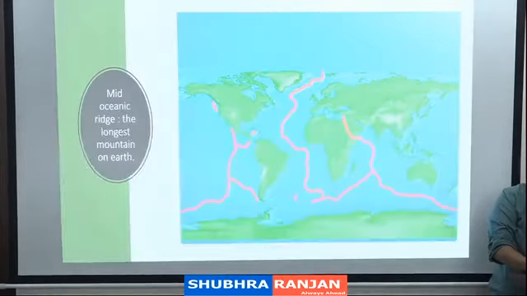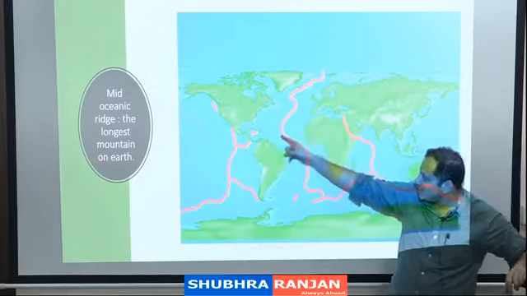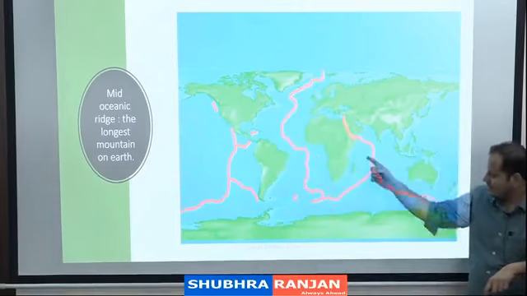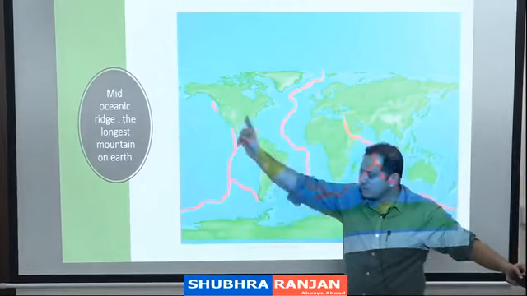Why is erosion happening? Erosion depends upon creation and destruction. So here creation is happening, right? This all red line is where the creation is happening. This creation is continuous. These are all the volcanic zones of the world.